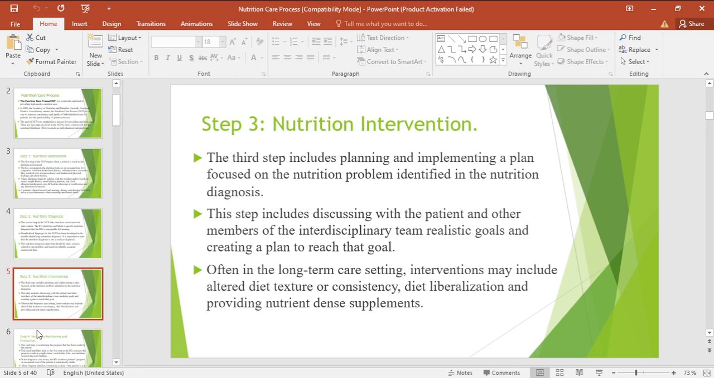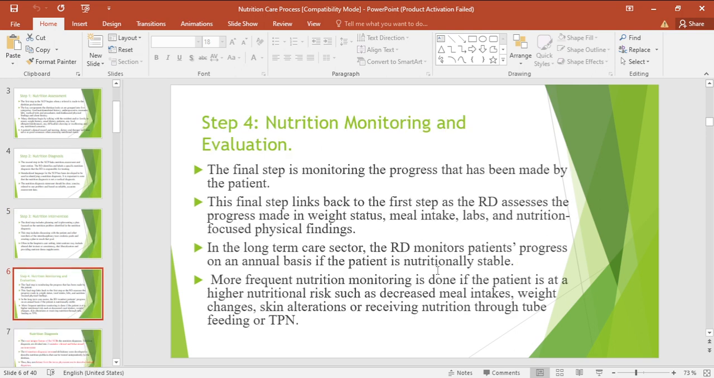And finally, the last step is the nutrition monitoring and evaluation. In this one you have to monitor the progress that has been made by the patient. And it links back to the first step, because once the dietitian has finished assessing, the progress made in weight status, the meal intake, the labs, and nutrition-focused physical findings, then we can track how this patient has been progressing.